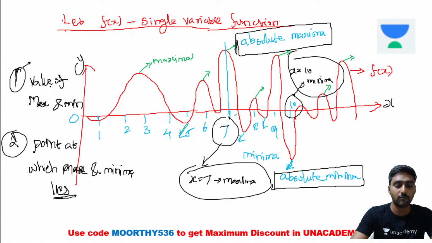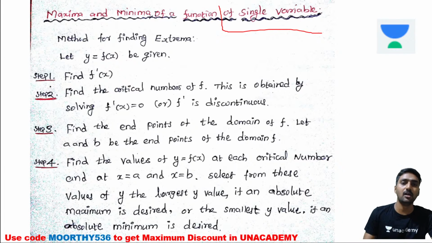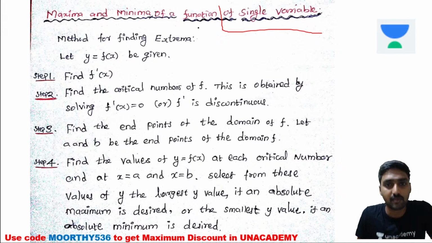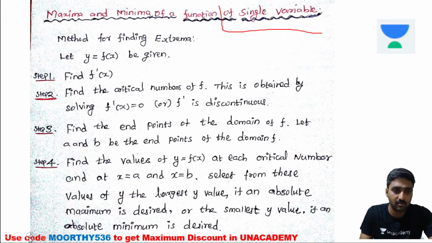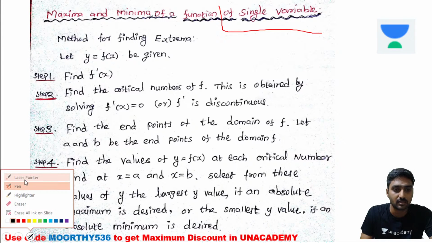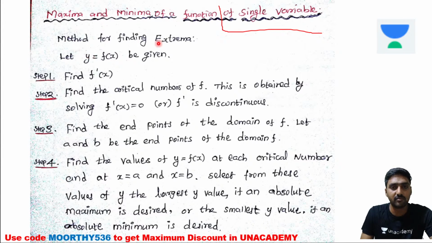Now we are moving to the first type. We are going to identify the maxima and minima values of a single variable function. So coming to this question, the first method for finding the extrema. Extrema means maxima or minima. Let y is equal to f of x be given. There are 4 steps, but while solving the problem we convert them into 3 steps. I will explain it.